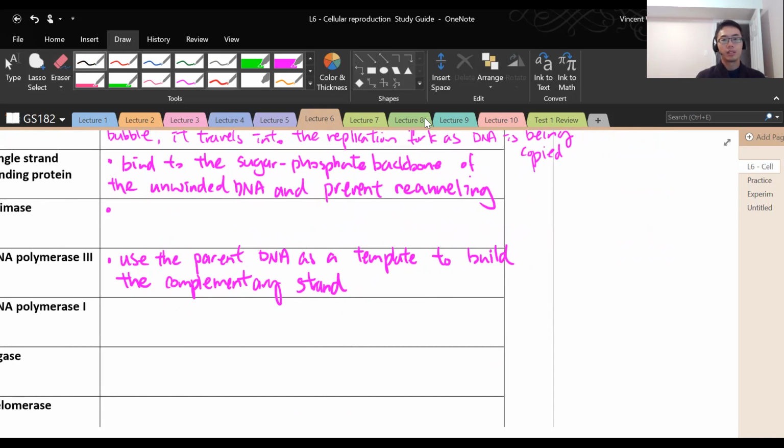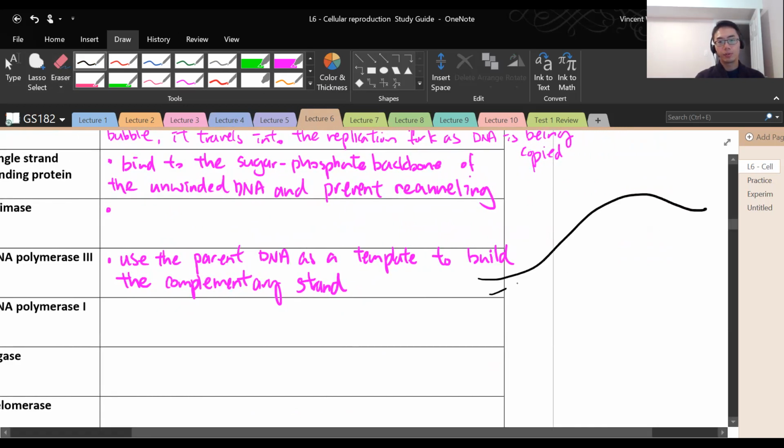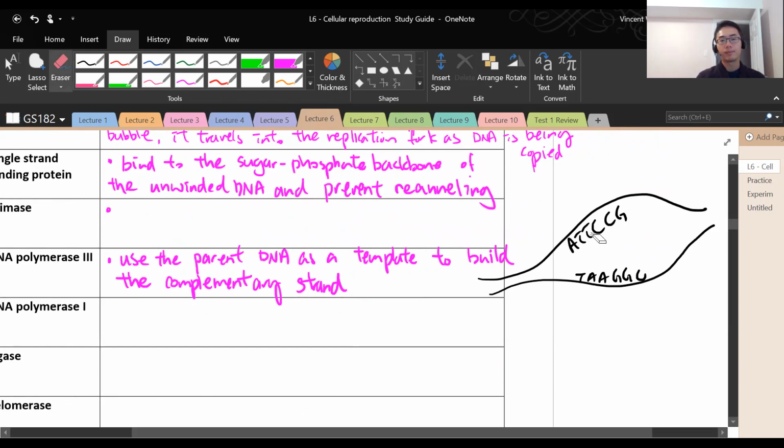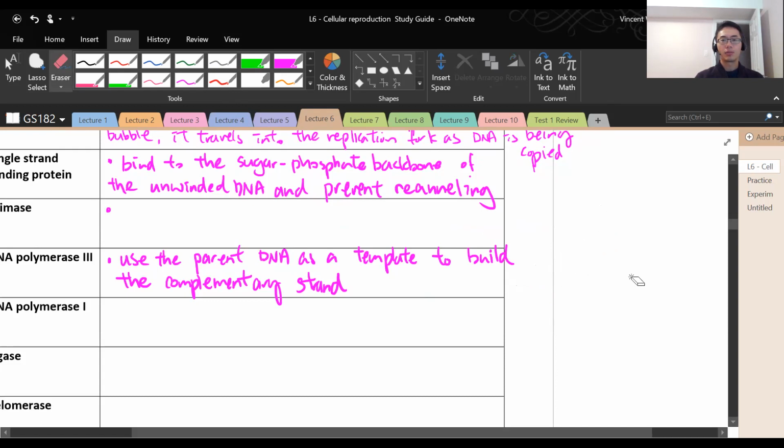Again, let me try to draw this out for you. Let's say this is A, T, T, C, C, G, T, A, A, G, G, C. The DNA polymerase 3 will come and look at the parent strand. It'll be like, oh, this is a C, I know what to do, let's put a G there. Then we'll look at the next one, find the right nucleotide, and so on. In this way, it will build a complementary strand. Any questions so far? Am I making sense here? I hope so. You don't need to write that down.